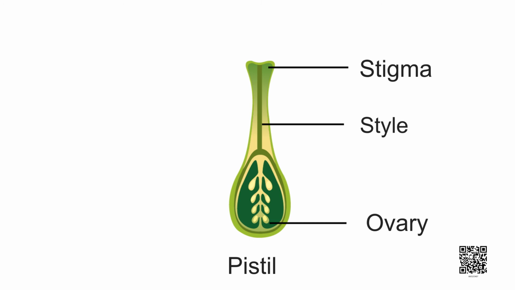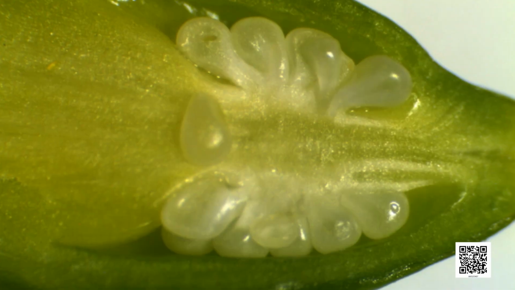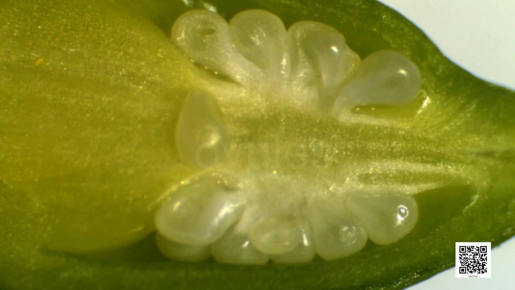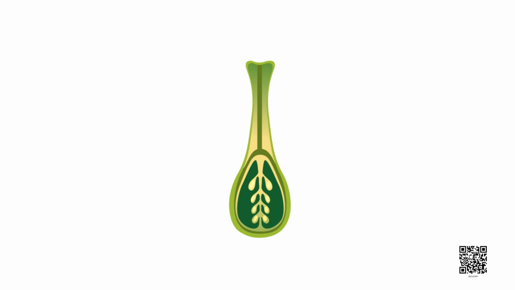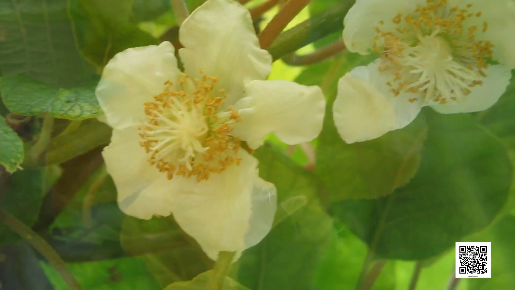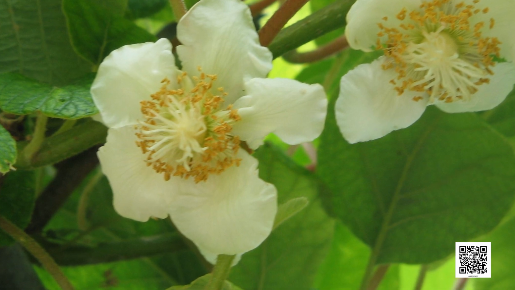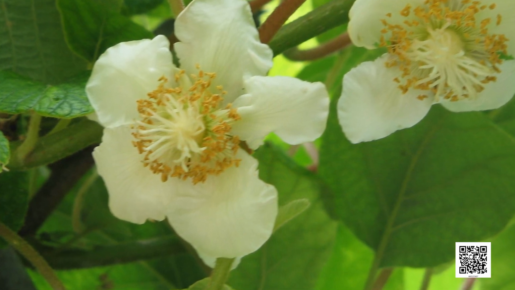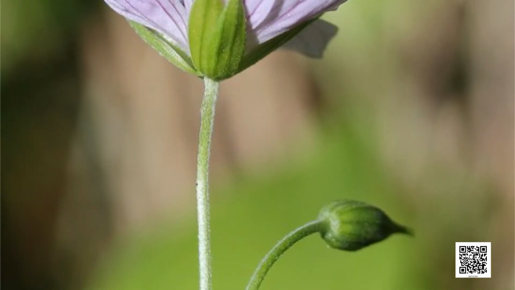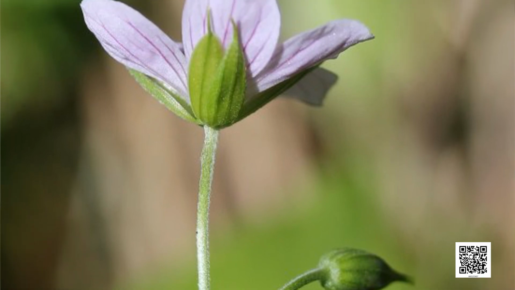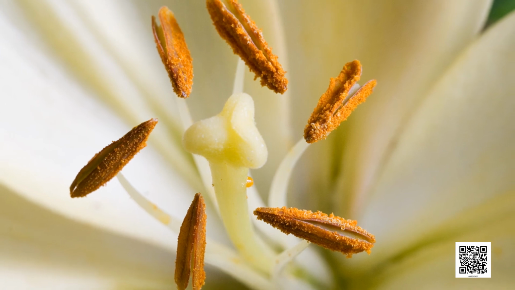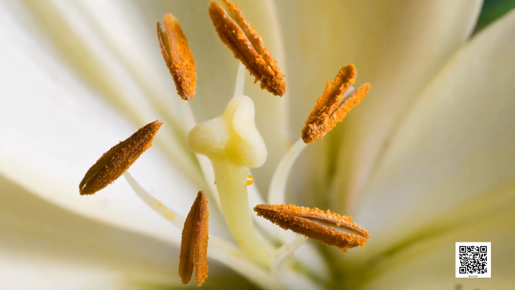If we cut the pistil longitudinally, we will be able to see small round structures. These are ovules in the ovary. Some plants contain both stamen and pistil in the same flower, whereas in some plants, stamen and pistil are present in separate flowers. It is also important to know that different flowers may contain variable number of sepals, petals, stamen and pistil.